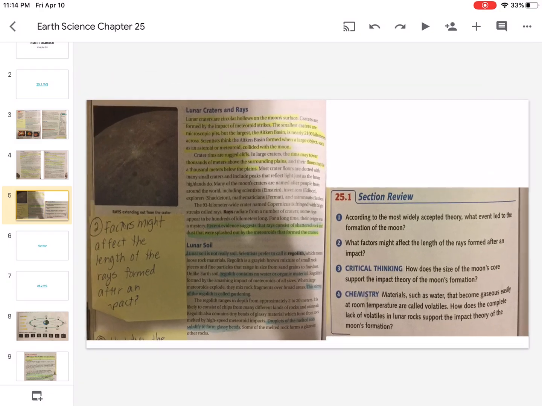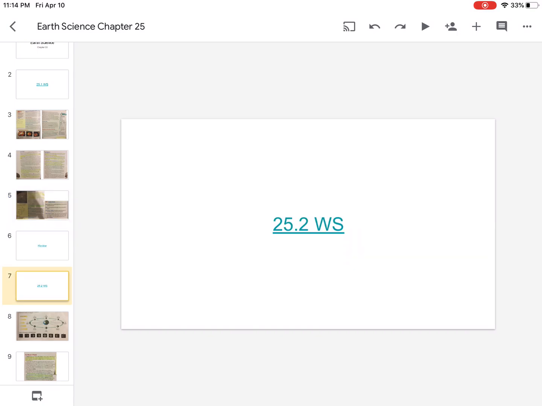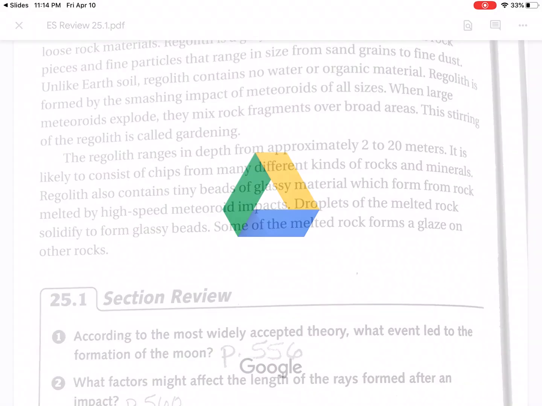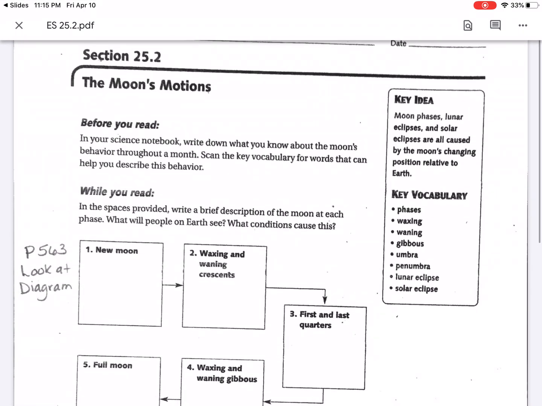Okay, so that is 25.1. For 25.2, I'll show you the worksheet real quick. The moon's motion. Again, you're going to need to get this worksheet, so go ahead and get that worksheet. I'm going to pull mine up on my Chromebook here if I can.